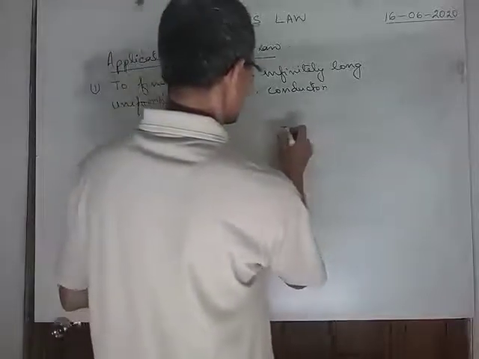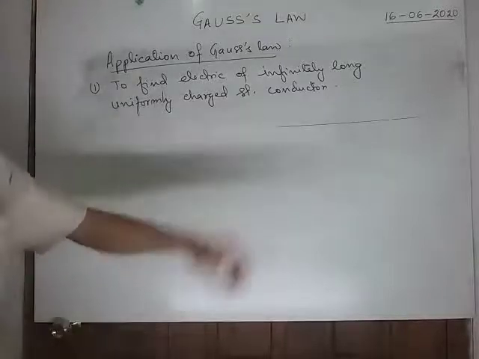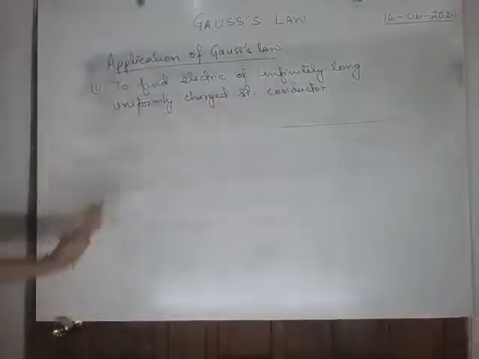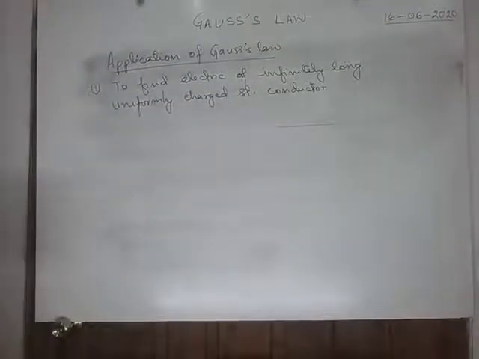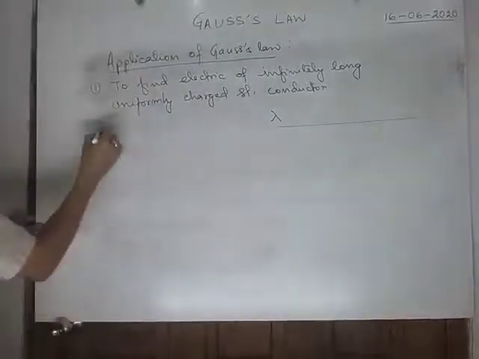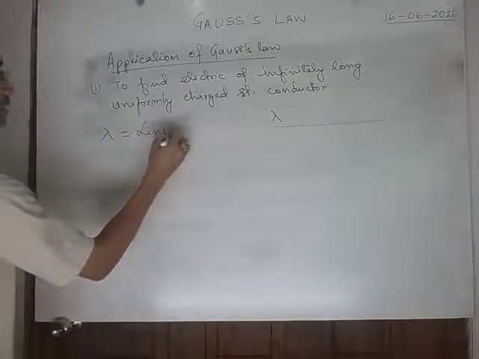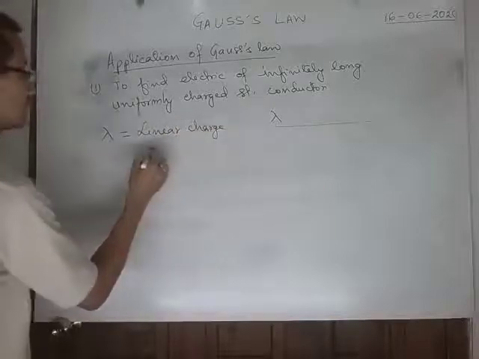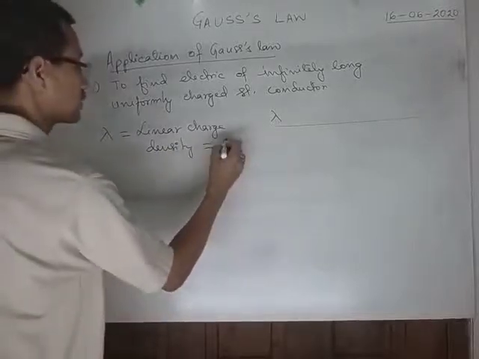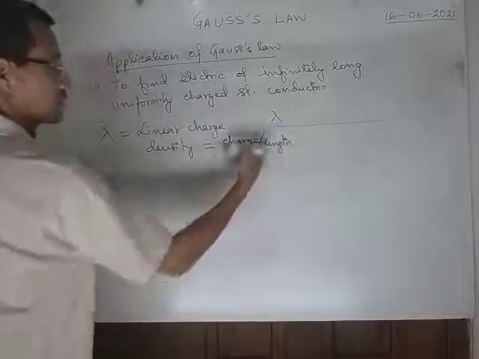Let me draw it a little bit straight, okay, like this. Then what happened? We don't know the length because it is infinitely long. So we don't know the total charge present in that infinitely long conductor. So rather we know lambda. What is this lambda? Lambda is nothing but the linear charge density. We may also call it charge per unit length, charge divided by length.